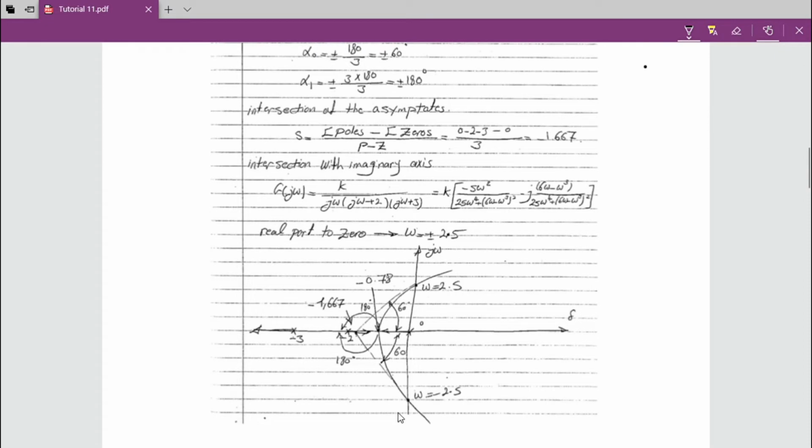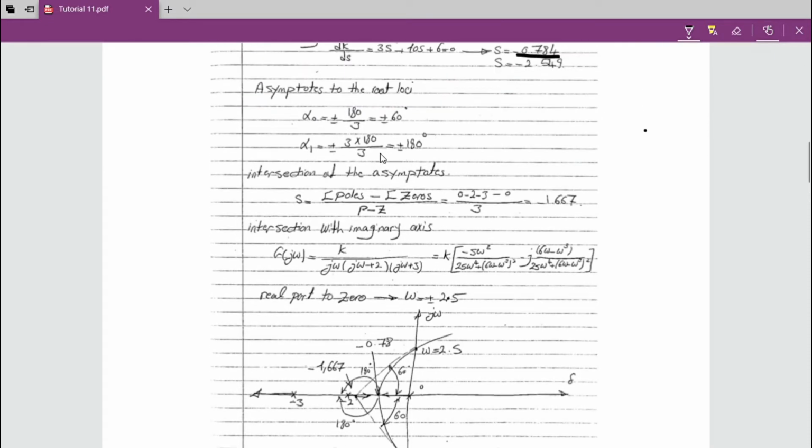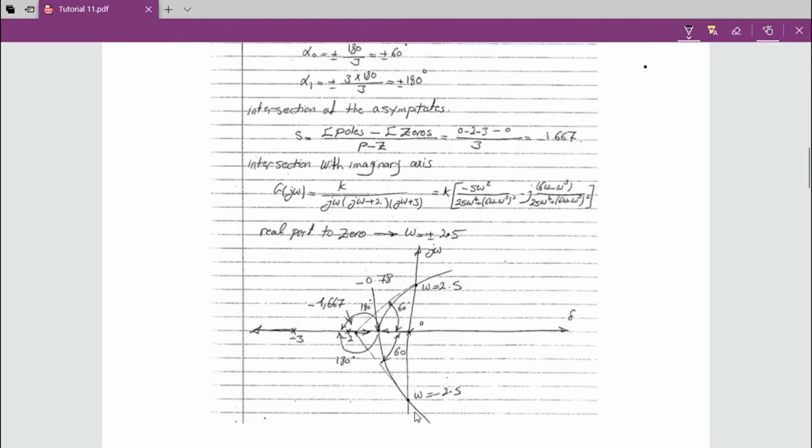If we draw that, the other asymptote angle was plus or minus 180 degrees. So the other angle was this one. It is basically following the real axis, so we avoid this one. Plus or minus 180 degrees can be avoided, so we just take plus or minus 60 degrees and draw the asymptote. So the asymptotes will be intersecting at negative 1.667 at an angle of plus or minus 60 degrees, so the asymptotes will be going like this, right?